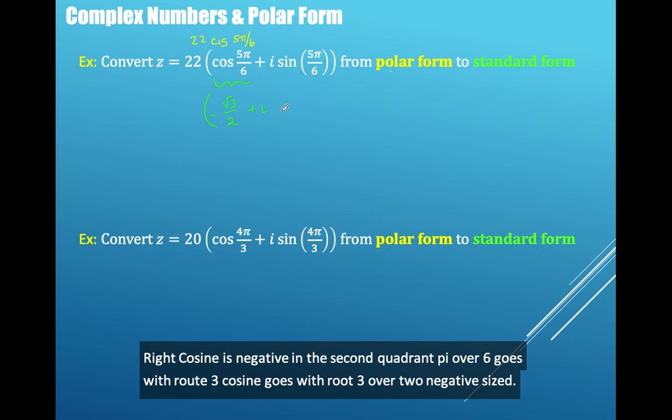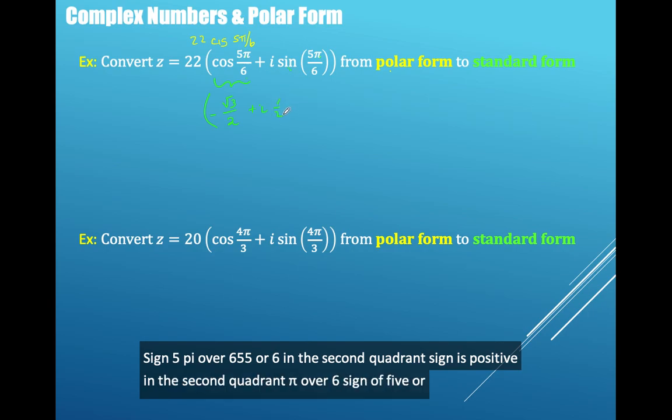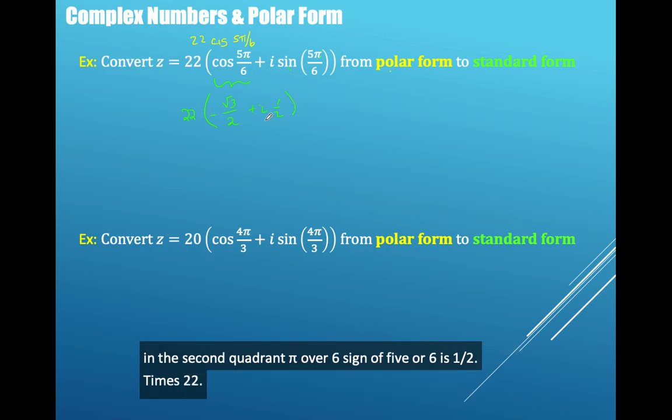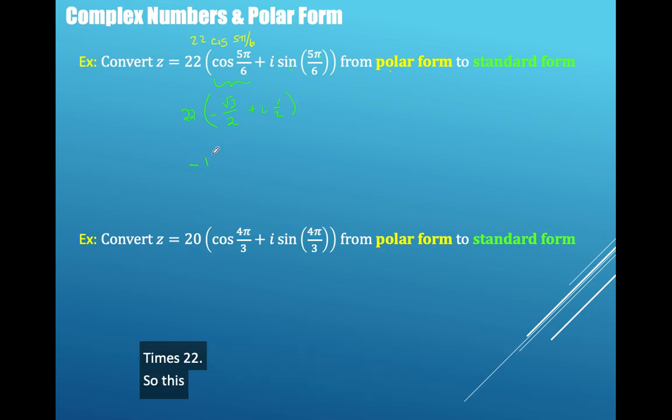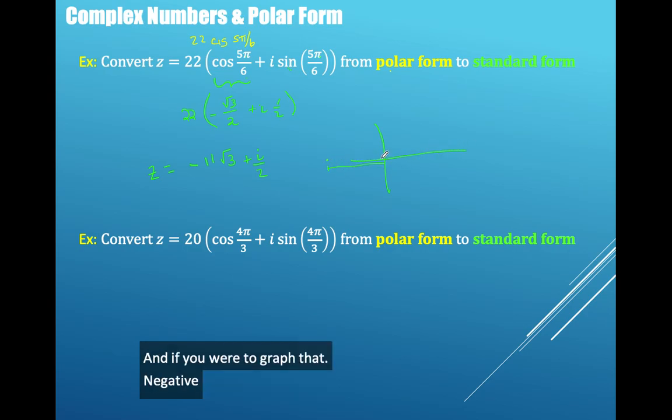Sine 5 pi over 6. 5 pi over 6 is in the second quadrant. Sine is positive in the second quadrant. Sine of pi over 6 is 1/2, times 22. So this is negative 11 root 3 plus i over 2. And if you were to graph that, negative 11-ish and 1/2.